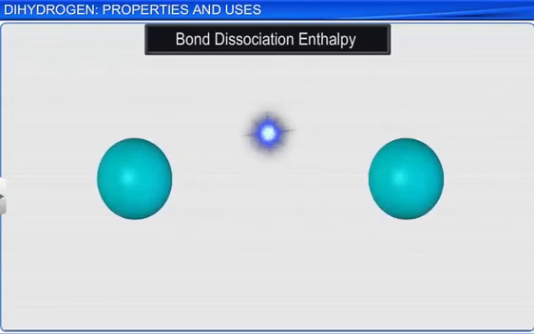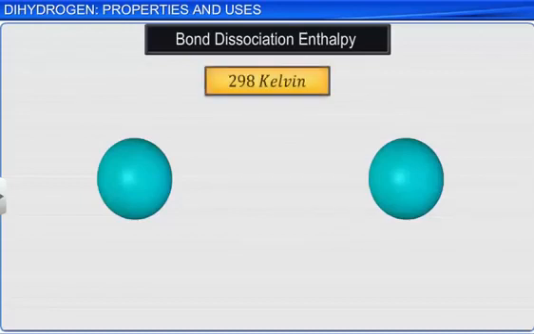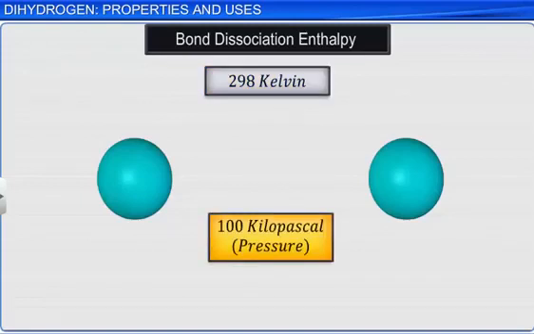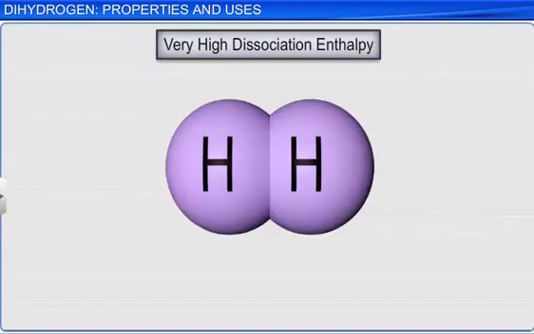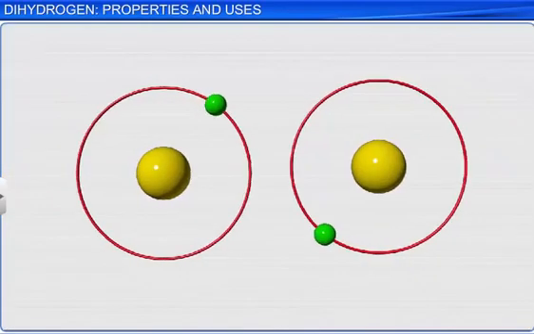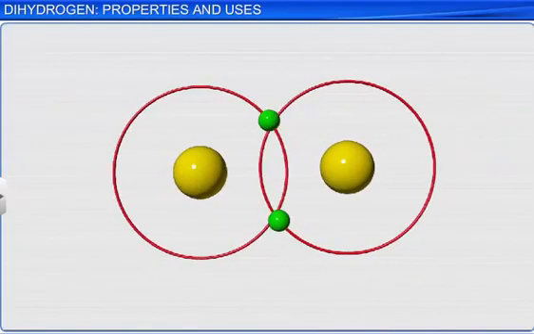It is defined as the amount of energy required to break 1 mole of bonds of a gaseous molecule into fragments in gaseous state at 298 Kelvin and a pressure of 100 kilopascal. In a dihydrogen molecule, the H-H bond dissociation enthalpy is very high. This is because, as the size of the hydrogen atom is very small, it forms a very strong covalent bond.